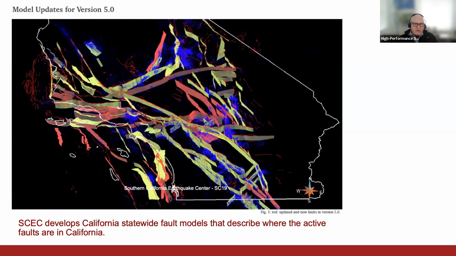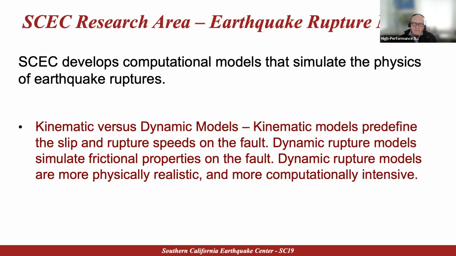Then fault models: a description of where all the active faults in California are. And active is meant in this group by evidence that they've moved in the past 10,000 years. Another important component is rupture models, that is, how the faults rupture over time, the slip time history, and how the waves propagate down the fault structure. There are a couple of different versions: kinematic models that predefine the slip and rupture speed, and dynamic models that simulate friction properties.